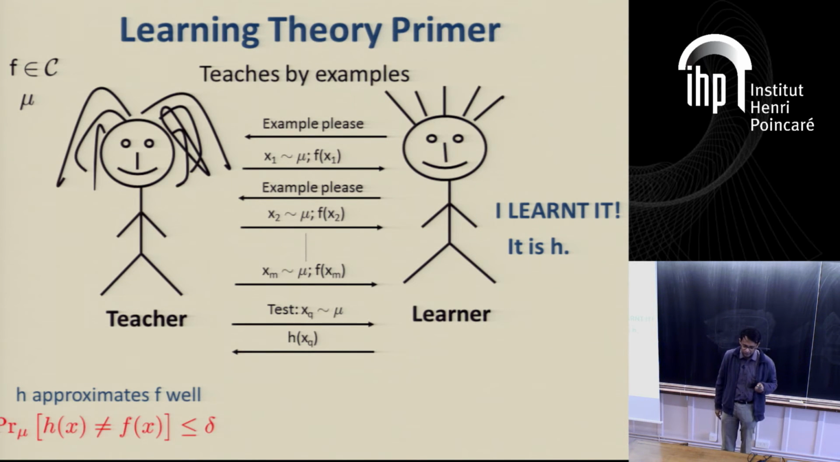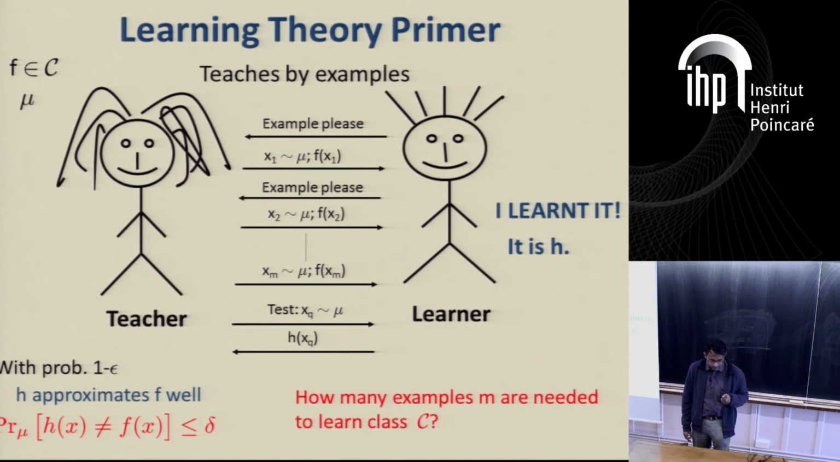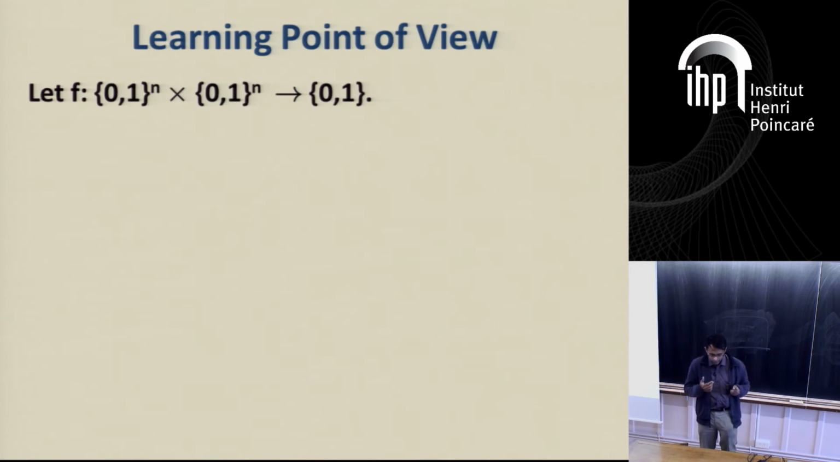So this is called the PAC model. The point is you want to approximate the function f well with high probability, so it's probabilistically approximate learning. This is a standard learning setup introduced by Valiant called the PAC learning model. There's lots of work that has been done on that. And the key question here is how many examples are needed by the learner to learn a particular concept class. Okay, now what has that got to do with communication?